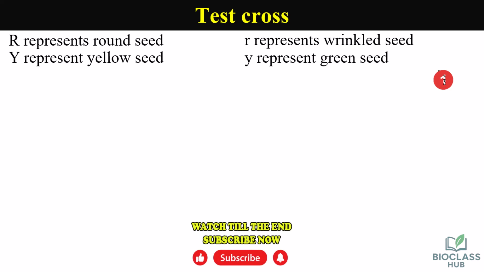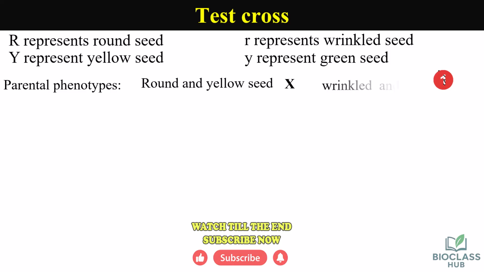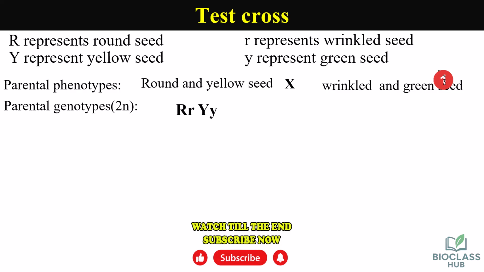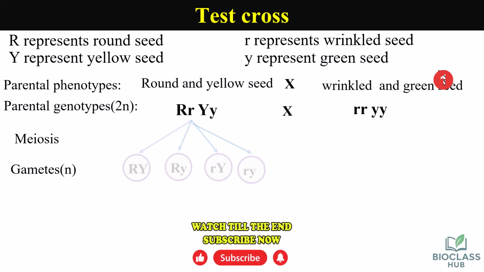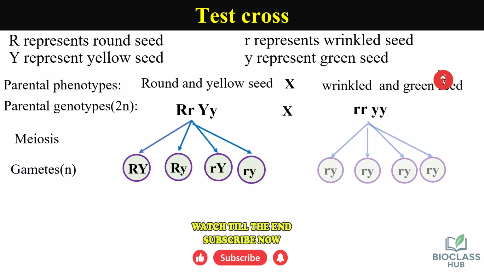In a test cross, we use heterozygotes with double recessive parental genotypes: plants with round and yellow seeds crossed with plants that have wrinkled and green seeds. Parental genotypes: heterozygous crossed with double recessive. Meiosis leads to the formation of gametes. From here, we get these gametes, with the principle of independent assortment. As we discussed, this also occurs on this side. However, since all the gametes on this side are the same, we simply write all.